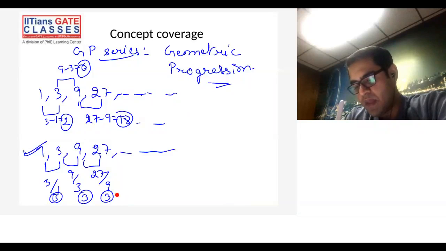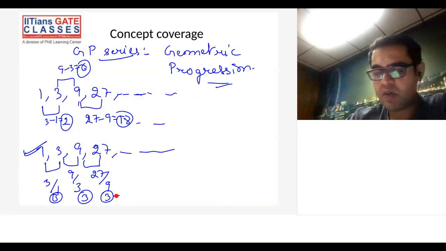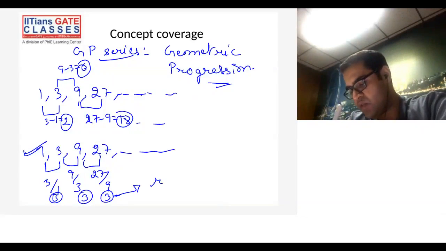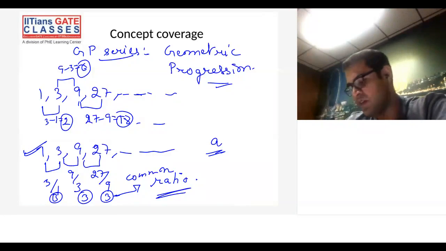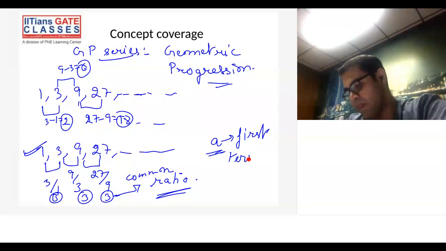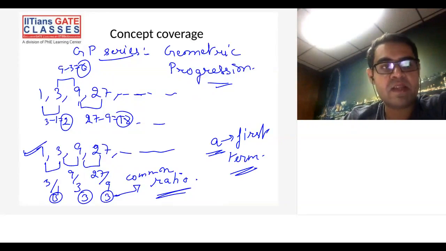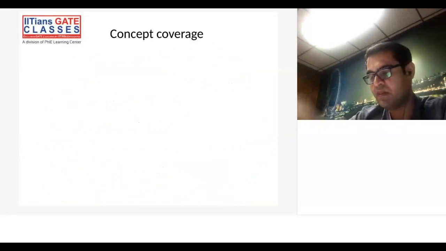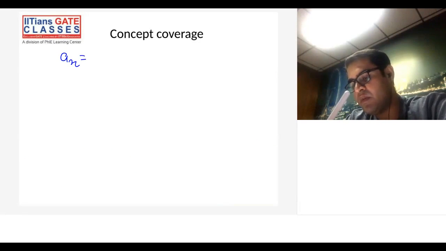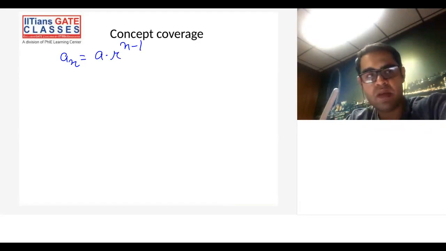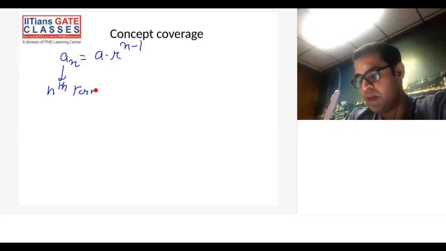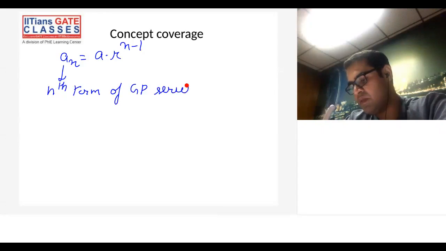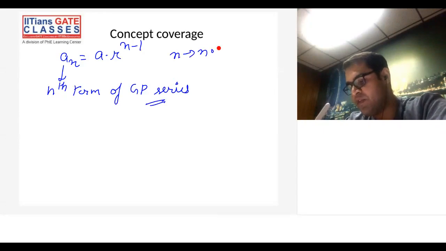So what is this 3? This common value which comes out is called the common ratio. A is still the same as what we discussed in AP series, that is the first term. Now two things we want to find: the nth term and the sum of first n terms, the same thing we saw in AP series. The nth term is equal to a into r raised to power n minus 1. That is the nth term of a GP series. This is the formula, and n is again your number of terms.